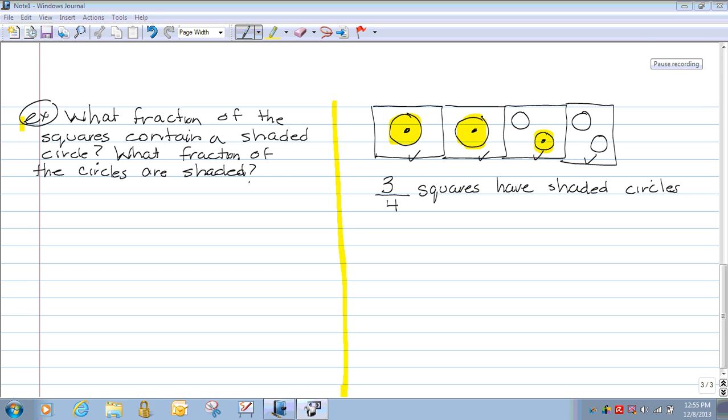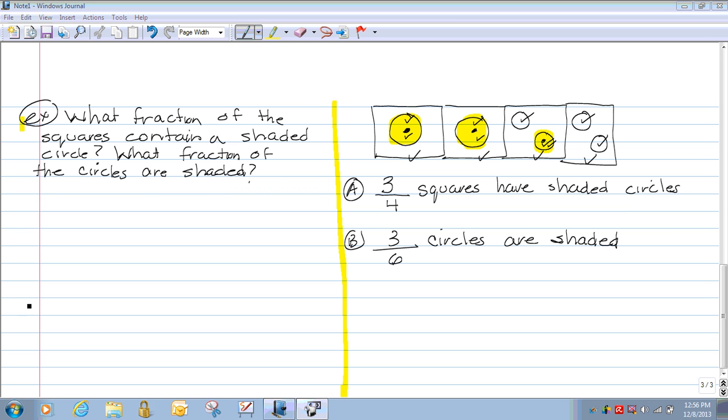The second question, this is part B, what fraction of the circles are shaded? Well, I would need to count those. So I see here I have 1, 2, 3 circles shaded. But now I'm counting how many total circles there are. If I count those, I see there's 1, 2, 3, 4, 5, 6. So 3/6 of the circles are shaded. Push pause.